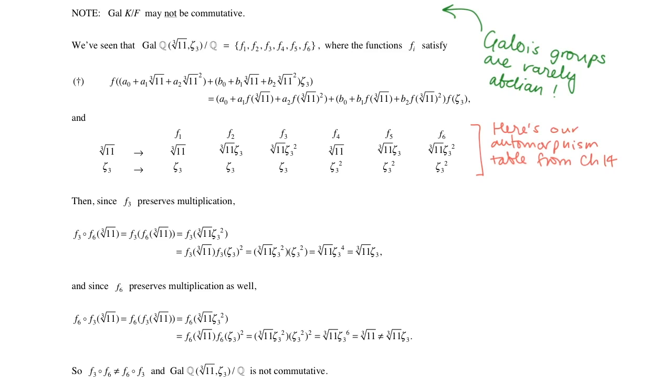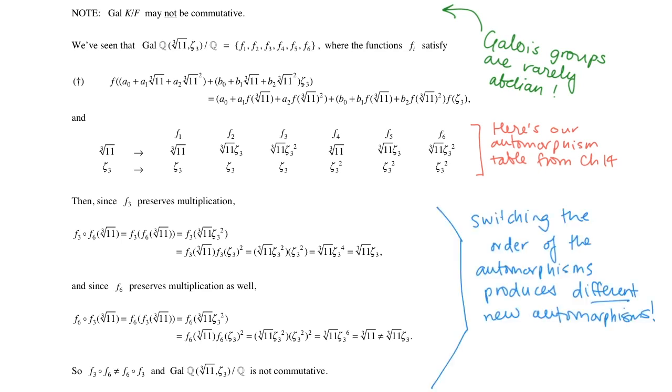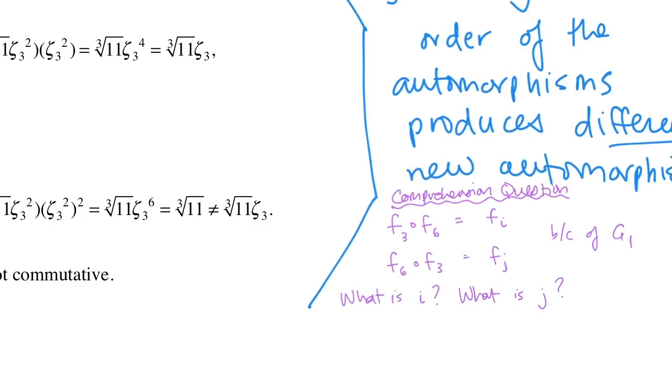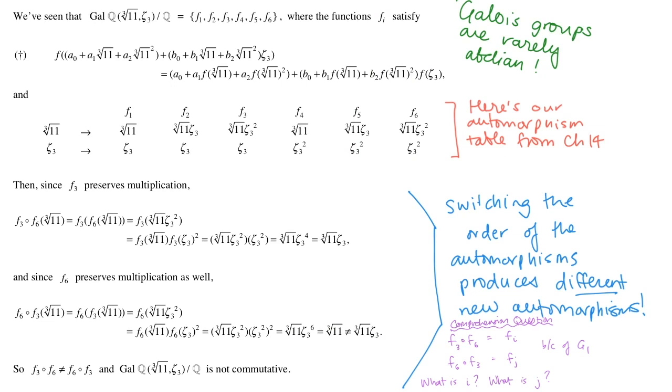And here's an example on this slide. We've got in the middle the automorphism table that we built in chapter 14, and we're just going to see what happens to compositions in different orders when we plug in one element. Right? Switching the order of F3 and F6 produces different outcomes. And so I give you here this comprehension question. Why don't you see what happens when you compose them? Which automorphisms do you get, right? It's a group. It's supposed to be closed under this. So F3 composed with F6 should give you F1 through F6, one of those.